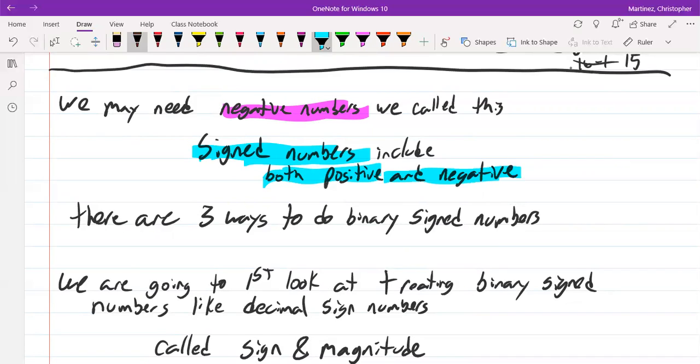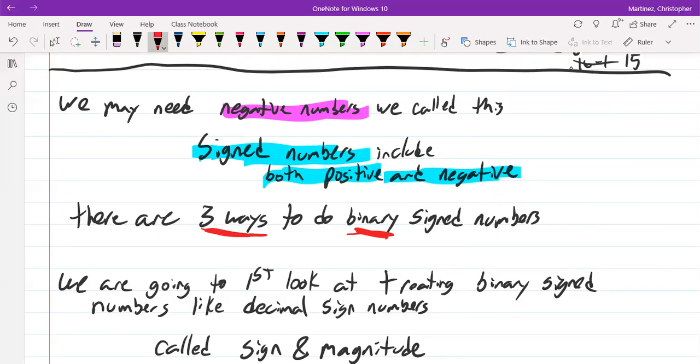Now, it is important to know that once we start talking about binary, when we discuss binary, there are going to be 3 ways of how we can deal with signed numbers. Each of these 3 ways can be used in a number of different applications. It's not that one form is best. There are 3 valid ways of how we can deal with signed numbers.